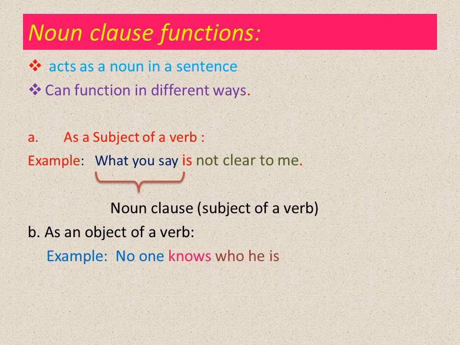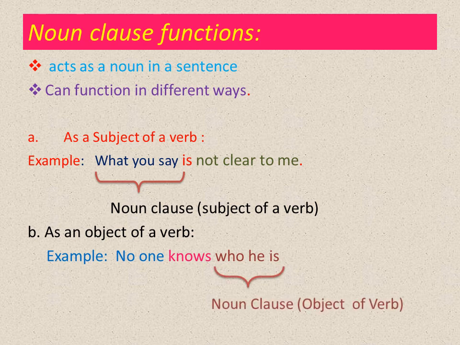No one knows who he is. So in this sentence, no one knows is the main clause. Who he is is the noun clause, because this clause started with the word who. So it is a noun clause. In this sentence, the noun clause is acting as an object of the verb knows. So this is the second function of a noun clause. The first function, noun clause acts as a subject of a verb. The second function, noun clause acts as an object of a verb.